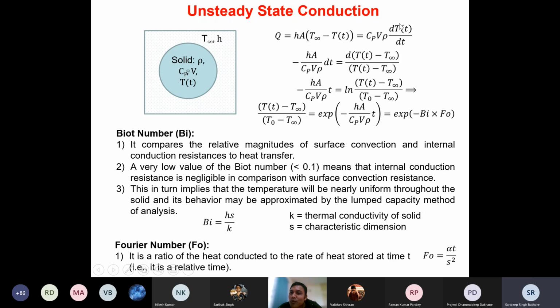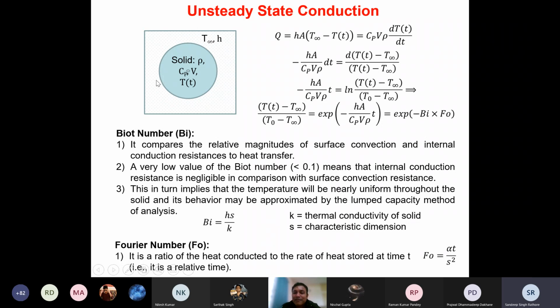I am able to write this right hand side equation only because I have assumed that this entire solid has a uniform temperature T(t). Otherwise, I wouldn't have been able to write it like this, isn't it? I have assumed that this entire body is a continuum, a single unit, and the temperature is uniform. So this balance equation is subject to the assumption that the internal resistance of this solid is negligible. Do you all agree?